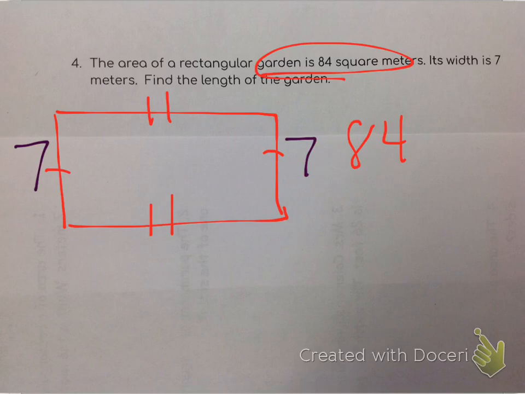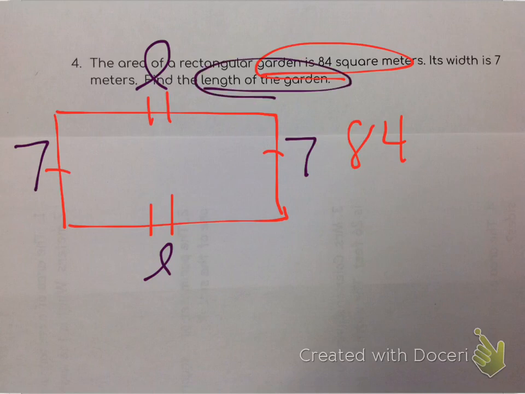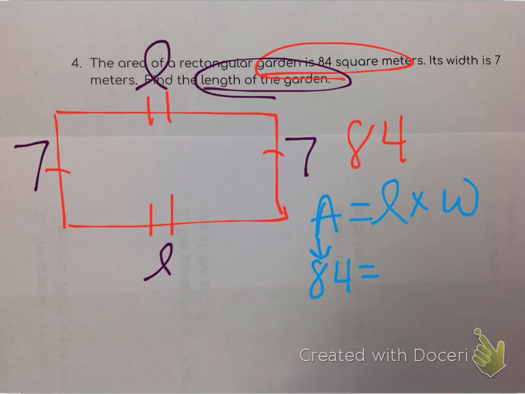So I just label what we know. We do not know the length, and it wants us to find the length. First I tell them to use their formula and use what they know. We know area equals length times width, and the area was given to us, so it's 84. The length we do not know, but for the width, the W, we can plug in our 7. So we have 84 equals length times 7.